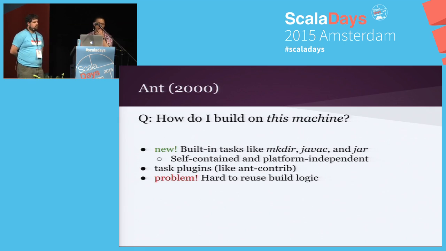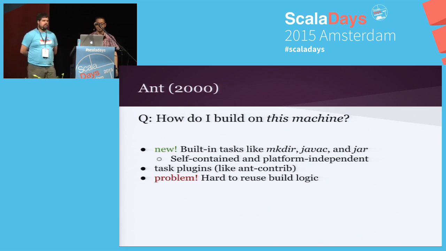So if you remember Ant days, there is one page that you always go into. It's called like a task page, where it has like mkdir, javac, and jar, and all the stuff you used to type into the shell. Now you can write it using the angle brackets, basically.